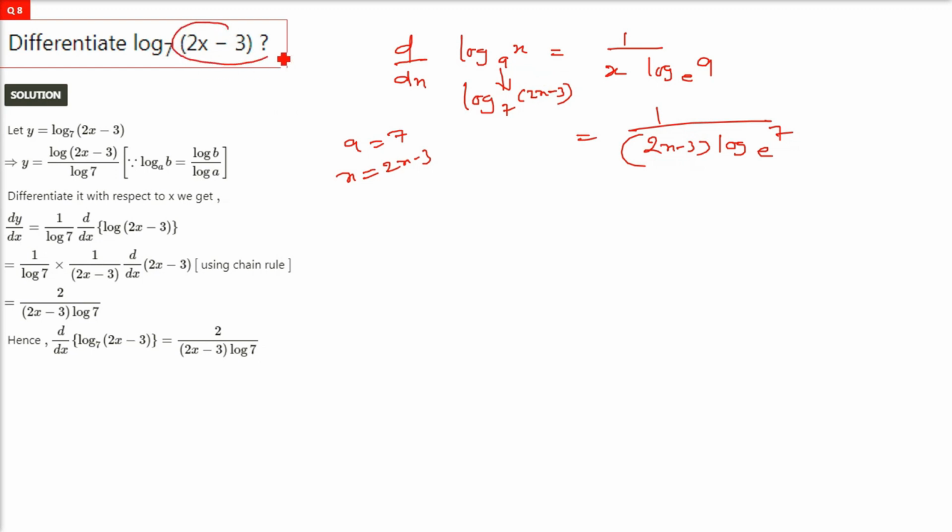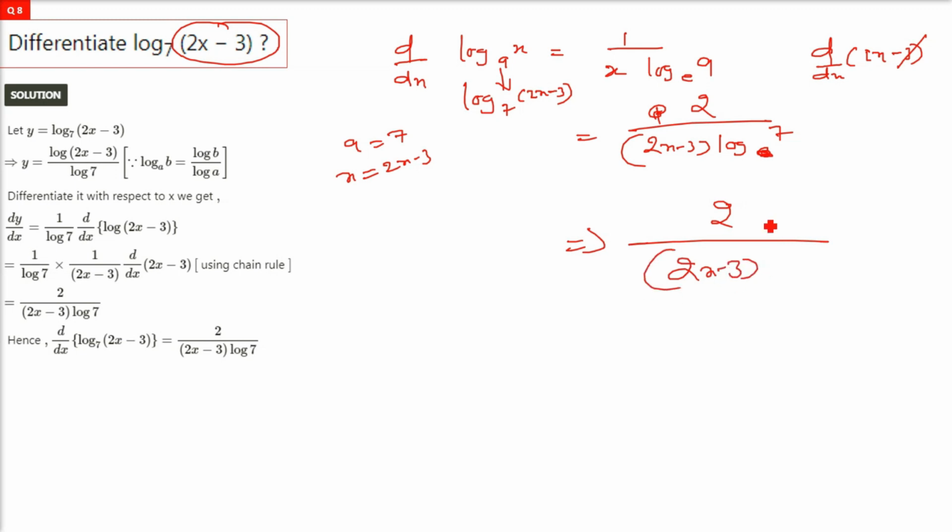You have to differentiate 2x minus 3 also. And 2x minus 3 is simple. 3 will be 0 and for 2x, 2 comes in front, d by dx of x is 1. So this is 2 by 2x minus 3, and the log base is log 7, you can just write. So this is your final result, 2 over 2x minus 3 times log 7. Don't write e because it is understood here.